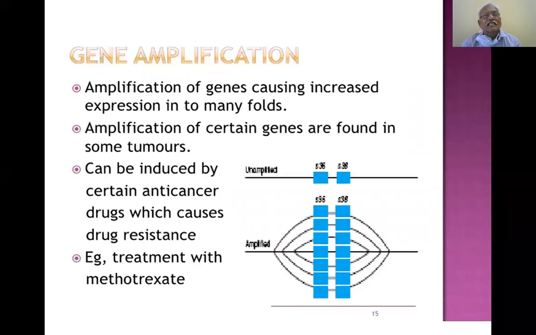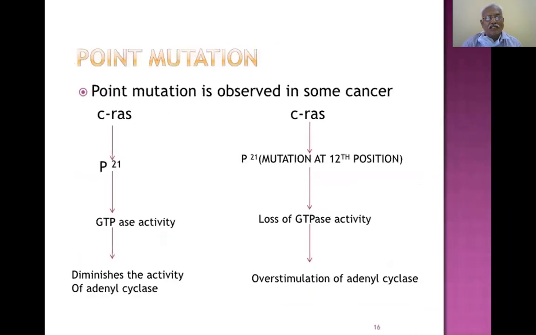And then gene amplification. Amplification of genes causes increased expression many-fold. Amplification of certain genes is found in some tumors. It can be induced by anti-cancer drugs and also causes drug resistance. For example, treatment with methotrexate. Methotrexate is an immunosuppressant drug, and it can be used as an anti-cancer drug in choriocarcinomas and certain cancers, and sometimes they may induce drug resistance, which will cause a problem for cancer treatment.